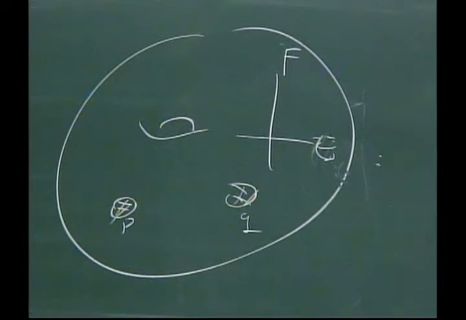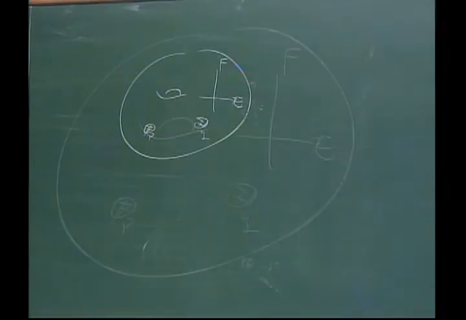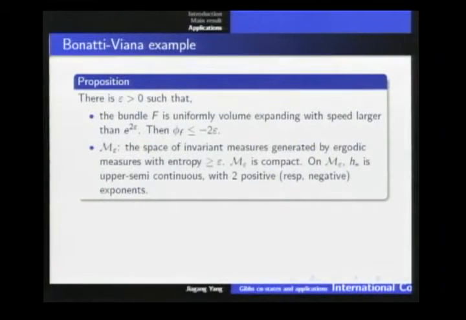So by this, what we can say is the following. The bundle F is uniformly volume expanding, with speed larger than E level 2 epsilon. So the potential should be smaller or equal to minus 2 epsilon. And we define a space M epsilon as the space of invariant measures generated by ergodic measures with entropy large. What large means: larger than epsilon.